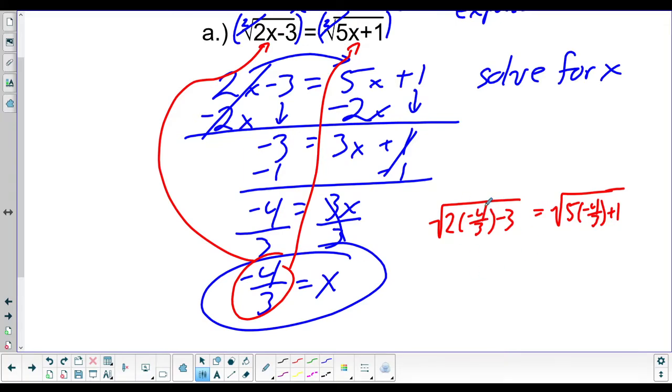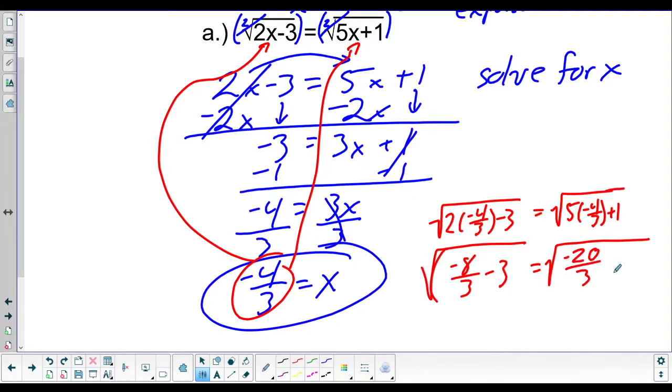So now we're going to simplify this. So 2 times negative 4 over 3. 2 times negative 4 is negative 8 over 3 minus 3. Oops, sorry. This is not a parenthesis. That's a root. Equals root 5 times negative 4 is negative 20 over 3 plus 1. All right. Simplifying here.